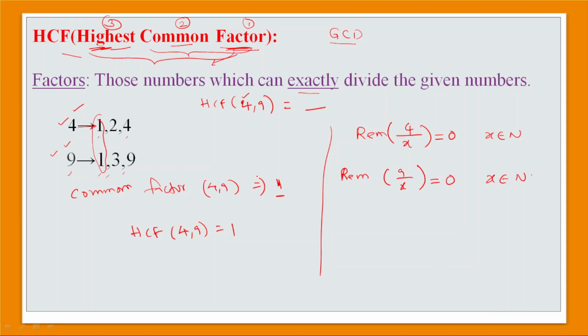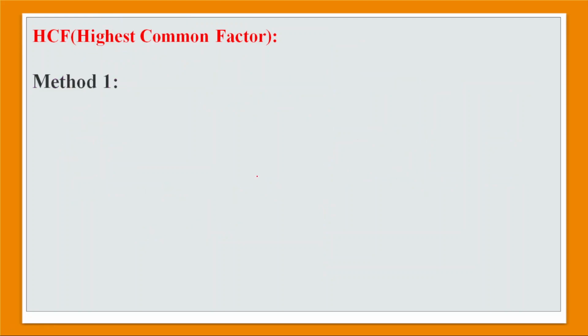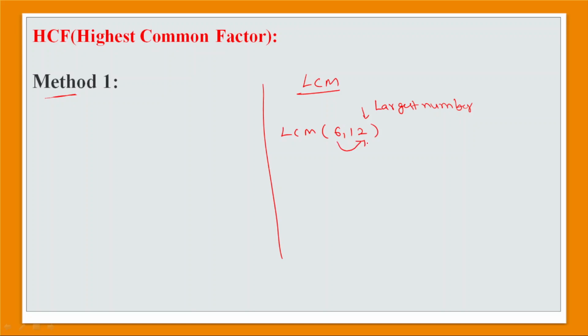Let us go for the different methods based on this HCF concept. In method 1, we'll compare with the LCM concept. In the LCM concept, method 1 that we discussed, suppose LCM of 6 comma 12, we go for the largest number and check if the largest number is a multiple of the smaller number, then LCM will be directly the largest number. This we discussed in the LCM concept.